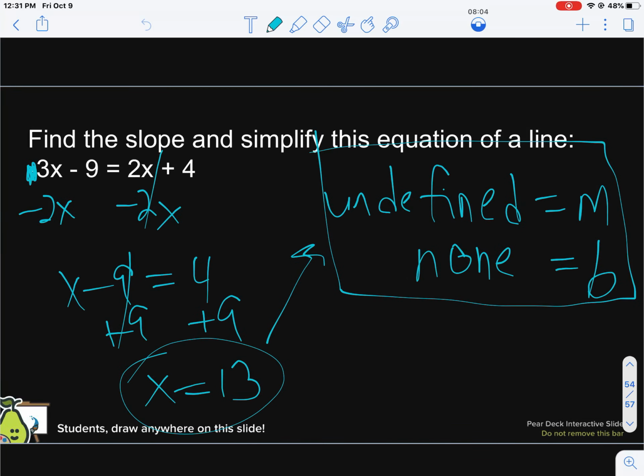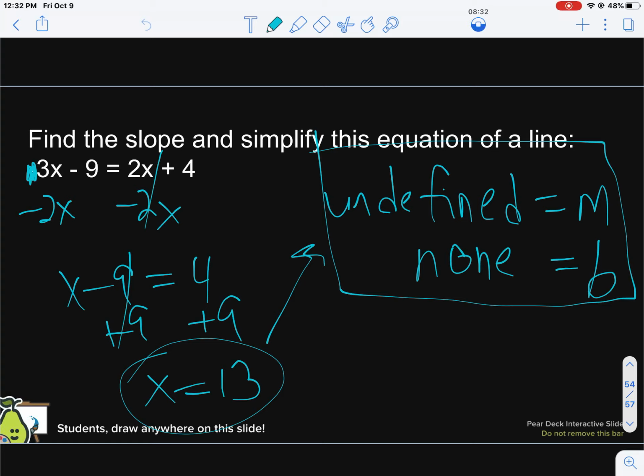For this last problem here, I want to find the slope of the equation 3x minus 9 equals 2x plus 4. Again, there are no y's, so when there are no y's, I solve for x. I get x by itself and I get x equals 13. Remember, x equals 13 is a vertical line. It has an undefined slope, and since it never passes through the y-axis, it's going to have no y-intercept.